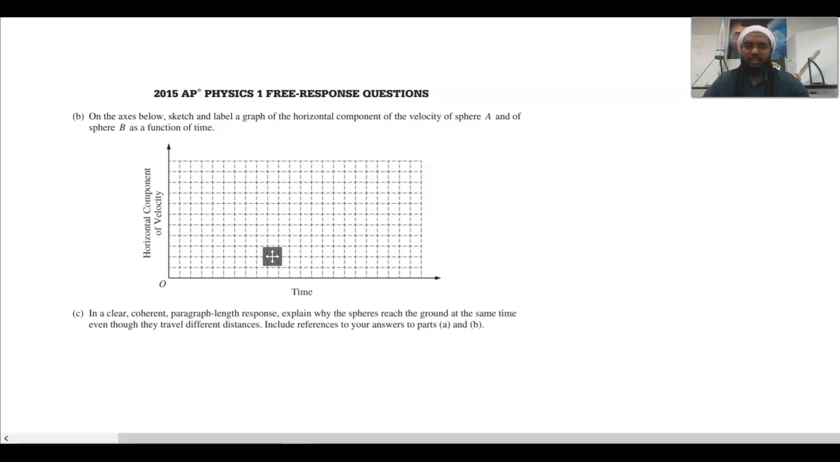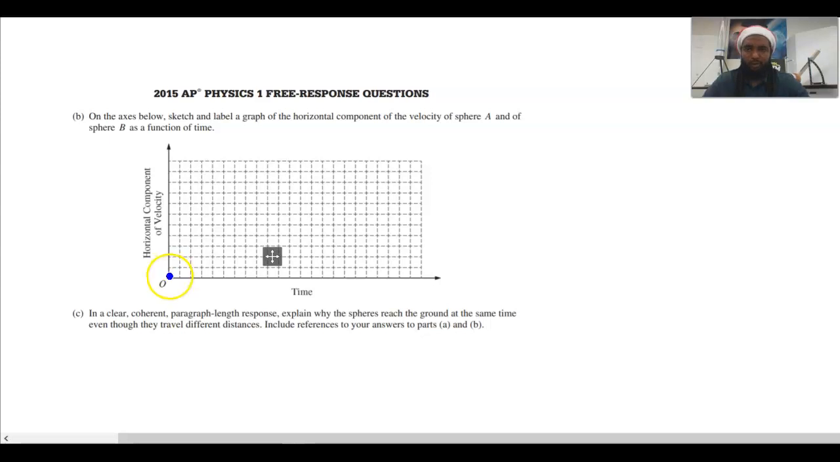On part B, they ask us to sketch and label a graph of the horizontal component of the velocity of sphere A and of sphere B as a function of time. Key point here, horizontal component, not vertical. Remember, X and Y are independent. So what's happening horizontally for A? Absolutely nothing. It's not moving at all. It has zero velocity for the entire time.